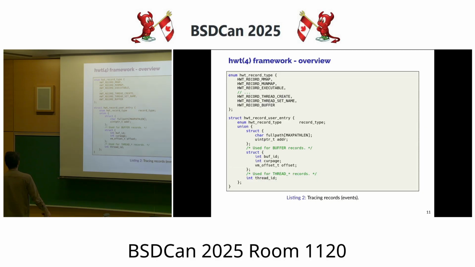So this is just to showcase the actual structure that gets sent to user space. It's just a discriminator or tagged union, whatever term you prefer. But it nicely showcases all of the different types of records that are in the system. So practically all of these records are generated by kernel hooks. So those are the events that we have to kind of look out for when we're tracing.